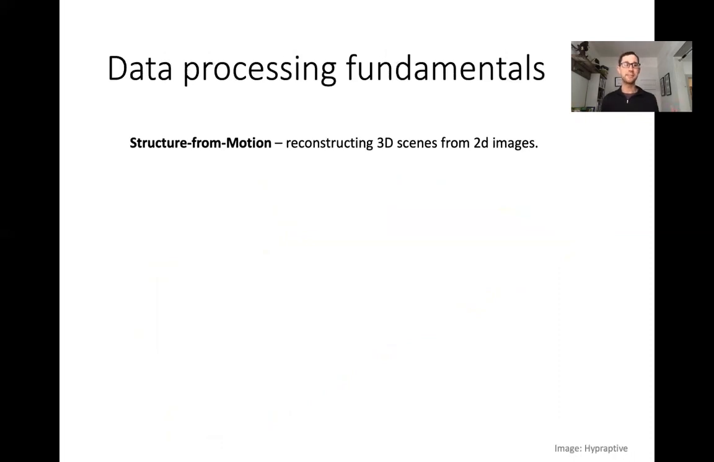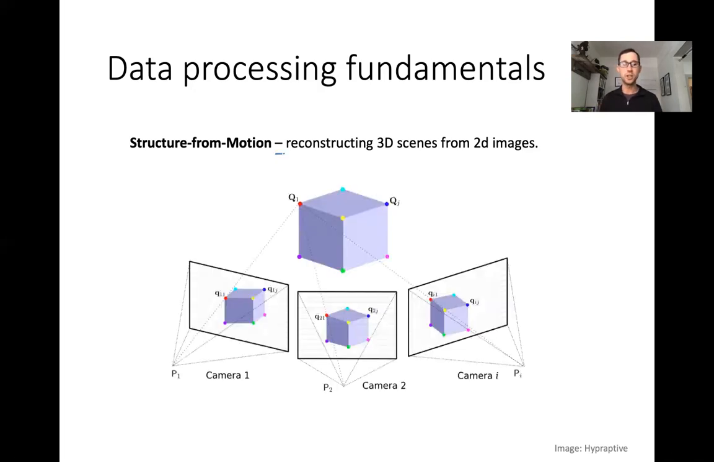Okay, data processing fundamentals. If we've got one of these multispectral cameras, it's essentially just a camera that takes 2D images, not too differently from the one that is in your cell phone or in your DSLR camera that you use to take pictures of your kids. What makes this interesting is that we're moving the camera around and taking a bunch of images from different perspectives. And this allows us to reconstruct the 3D geometry of a scene using a technique called structure from motion, which just means reconstructing 3D scenes from 2D images.